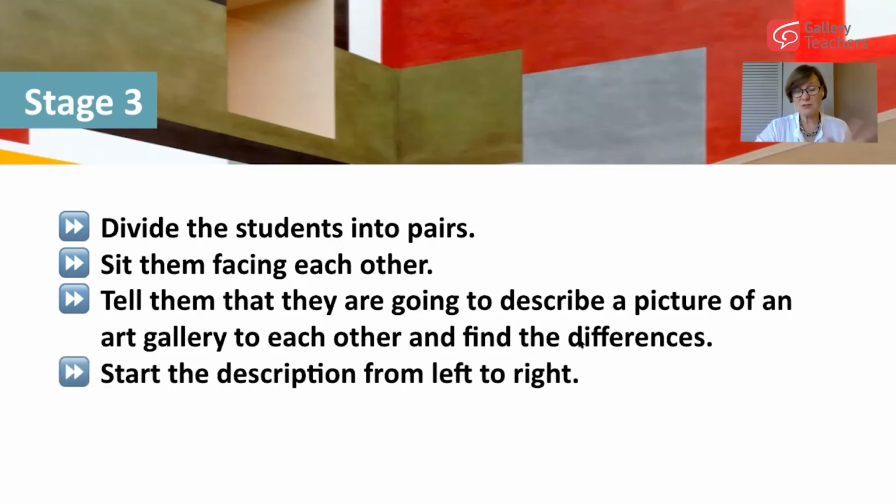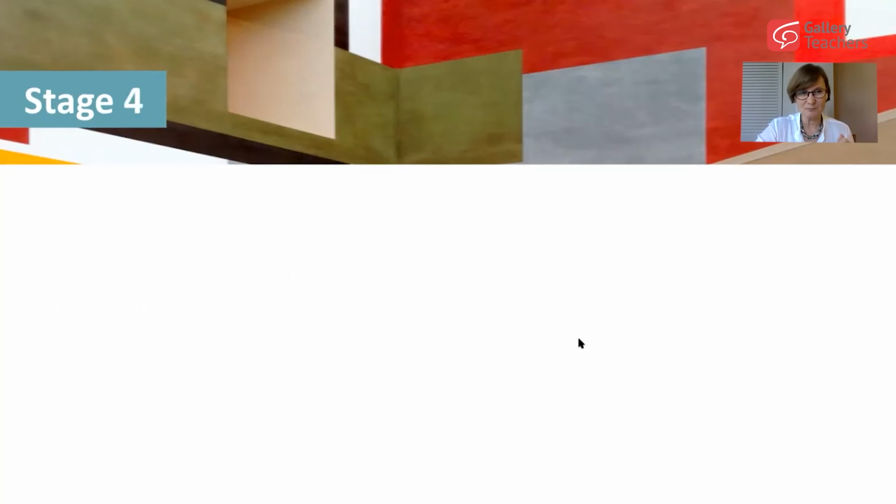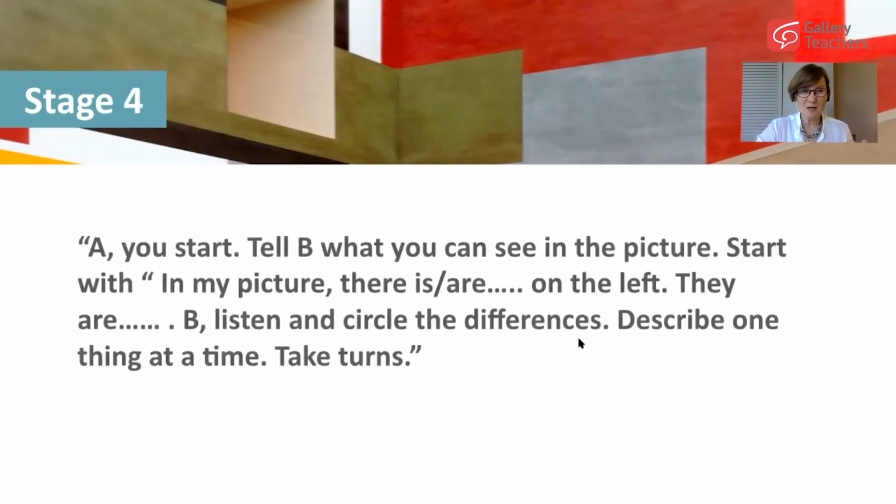And then I need to tell them, so start the description from left to right. Okay, so these are some of the things that I want them to notice. That's a lot, right? So at the end, my instructions can be like this. A, you start. Tell B what you can see in the picture. Start with, in my picture, there is a row on the left. They are da-da-da. B, listen and circle the differences. Describe one thing at a time. Take turns. So it's a lot for the students to take in, right?